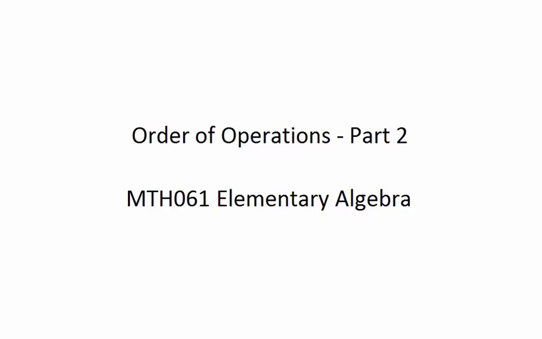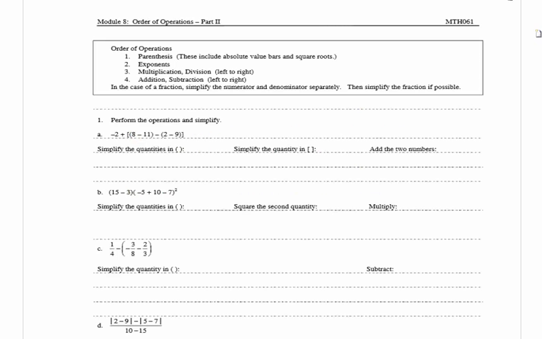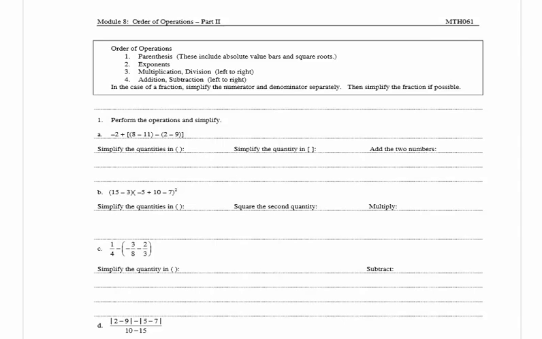In this video, we're going to be looking at order of operations. And in number 1, it wants us to perform the operations and simplify. In A, we have negative 2 plus (8 minus 11) minus (2 minus 9).